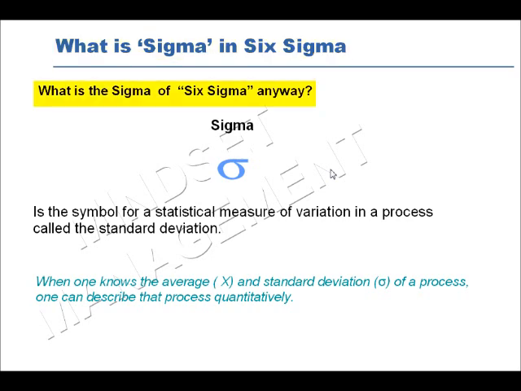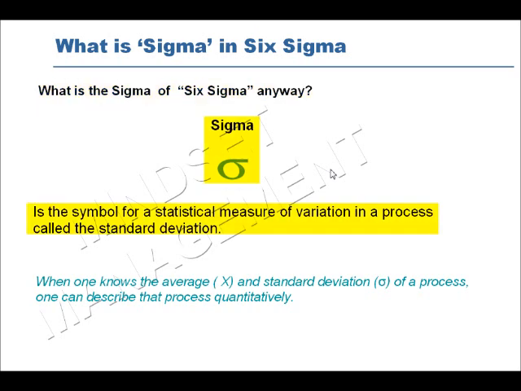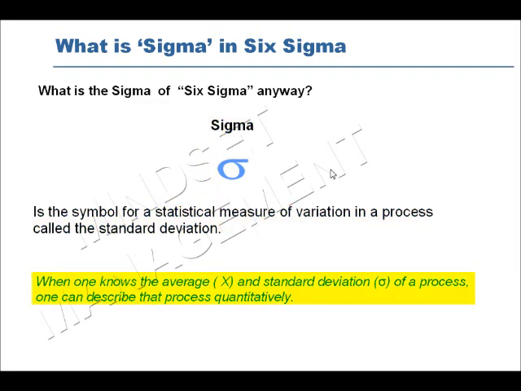What is the Sigma of Six Sigma anyway? It is the Greek symbol, sigma, which represents variation in a process statistically, the standard deviation. When you deal with Six Sigma, we always talk numbers. If we were to describe a process quantitatively, we would represent it with the average, called X, and the standard deviation, sigma, of a process.